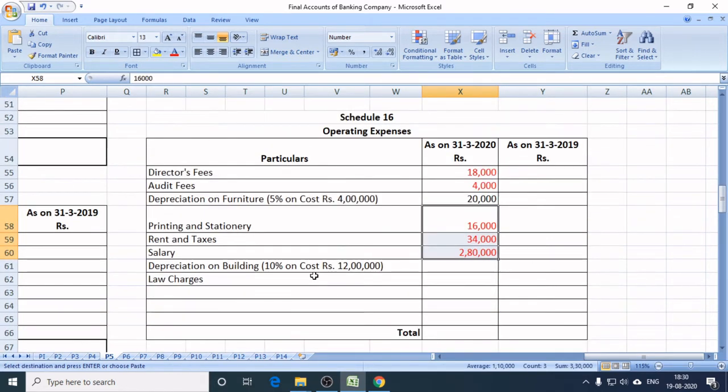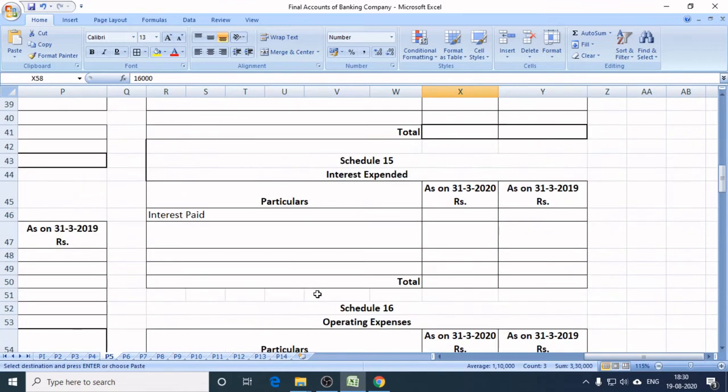See, printing stationery, rent and taxes and salary. Let me tell you again, interest related expenses means interest paid on borrowings or interest paid on deposits. So interest paid related expenses we will mention under schedule number 15, and expenses other than interest paid by a bank will be shown in schedule number 16, that is operating expenses.